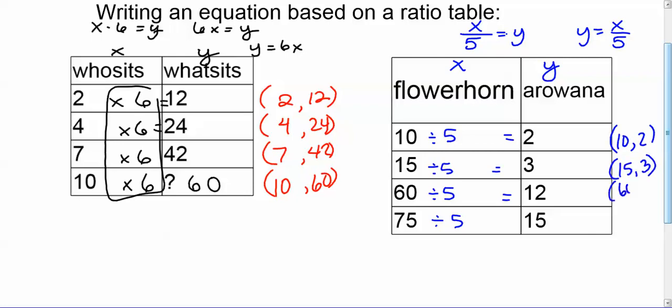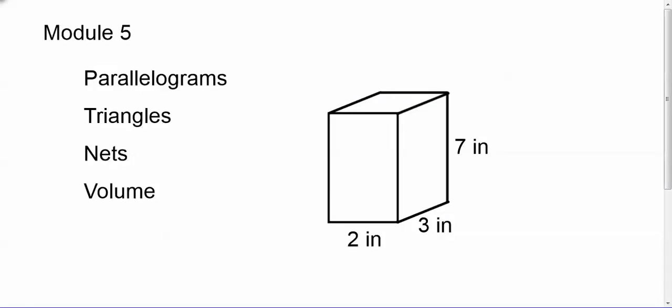All right, anywho, I need to move on because my goal is to have this video be short. So we still have 2 more modules to cover quickly. Module 5, we learned about parallelograms, triangles, nets, and volume. One thing with parallelograms and triangles, we learned that the height is perpendicular to the base. So we're looking for that little box indicating a 90-degree angle or a right angle.